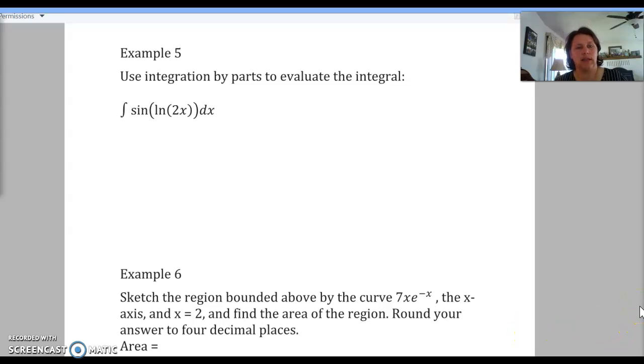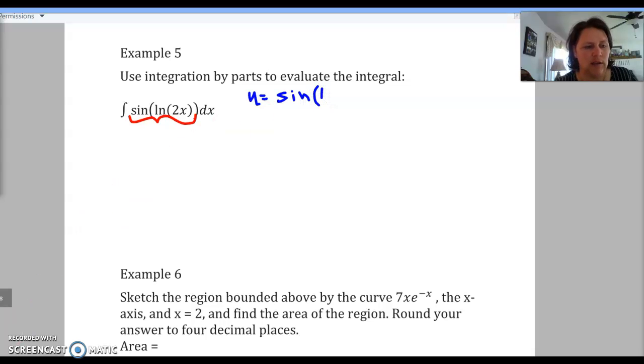So let's look at example number 5 though, because this one is another type of trick that we do with the integration by parts. So we're starting off with the integral of sine of the natural log of 2x. So again, this is not the product of two functions. It's actually the composition of functions. So we're going to, again, say u equals sine of the natural log.